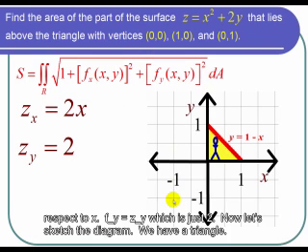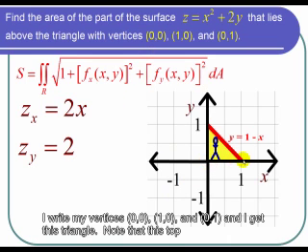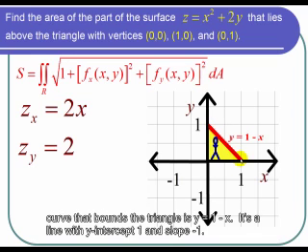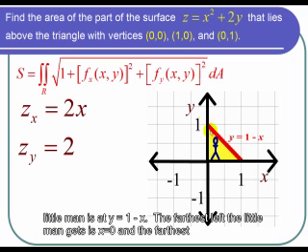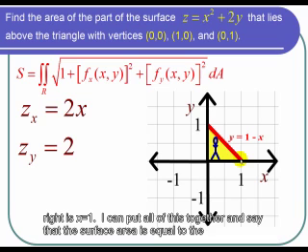We have a triangle, so I write my vertices (0, 0), (1, 0), and (0, 1), and I get this triangle. Note that the top curve that bounds the triangle is y equals 1 minus x. It's a line with y-intercept 1 and slope negative 1. So I put my little man in, and notice that the feet of the little man are at y equals 0. The head of the little man is at y equals 1 minus x. The farthest left the little man gets is x equals 0, and the farthest right is x equals 1.